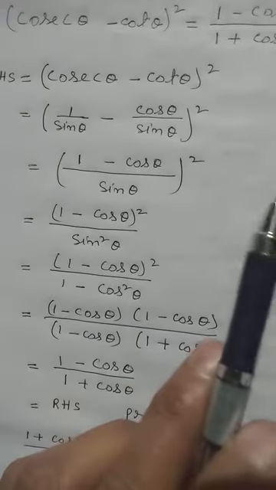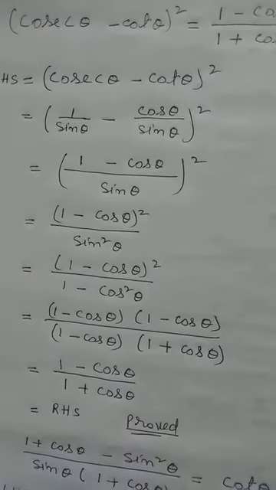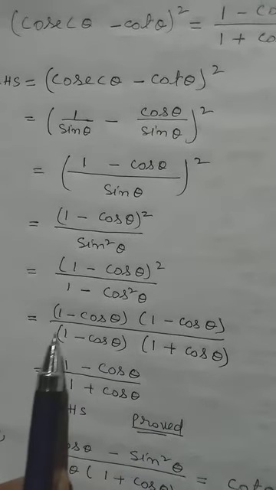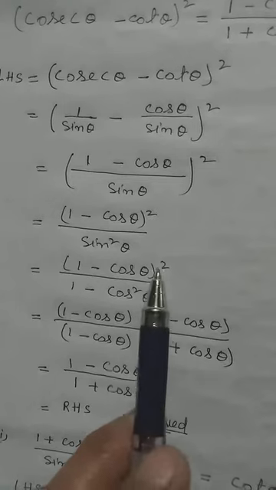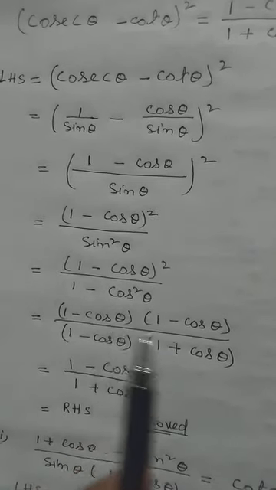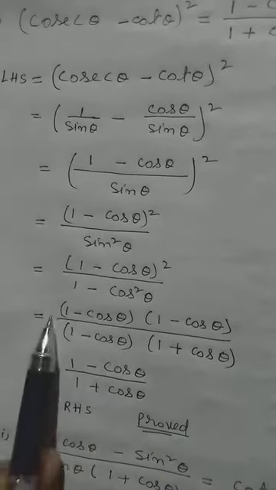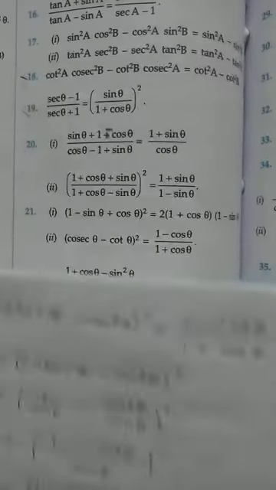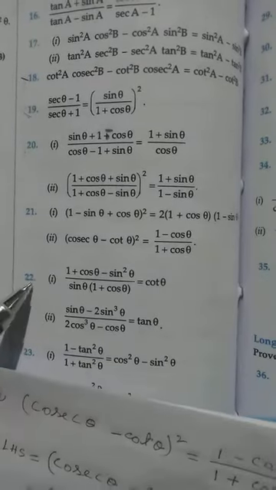Numerator, if we compare to the right hand side, is already there. No need to change it. But here we have (a minus b) whole square, so we can write (a minus b)(a plus b). Here, since it is whole square, we can write 2 same quantities. Then these 2 get cancelled. We are left with this, which is equal to the right hand side. Then next, continue to 22.